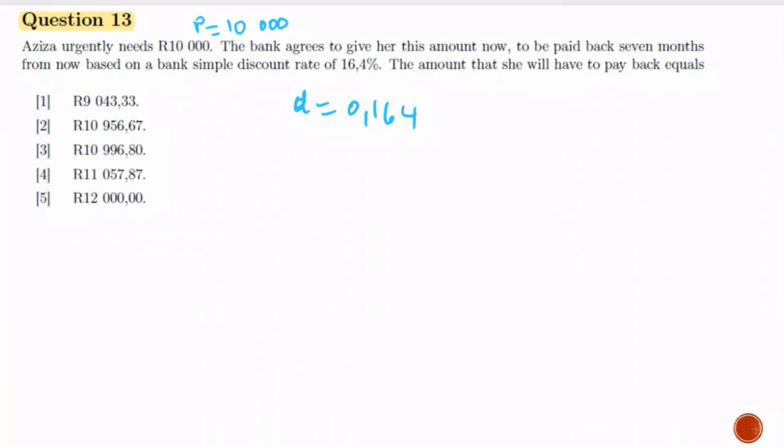Okay, the bank agrees to give her this amount now to be paid back in 7 months. So your T here is equal to 7. Because it's given in months, you divide by 12. Okay, from now, based on a simple discount, the amount she will have to pay back, that is your accumulated amount. So you decontextualize everything and then put it back into your formula.